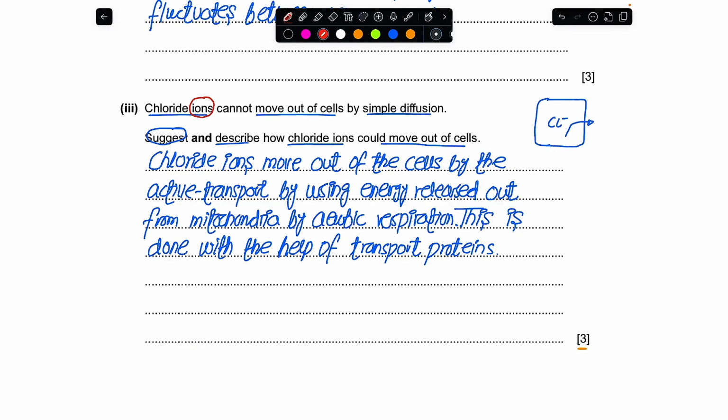So they would always move out of the cells or into the cells with the help of active transport, because we don't have any other choice. For water, this is osmosis. And if particles move from the higher to the lower concentration, and if they are not charged particles, it would be simple diffusion.